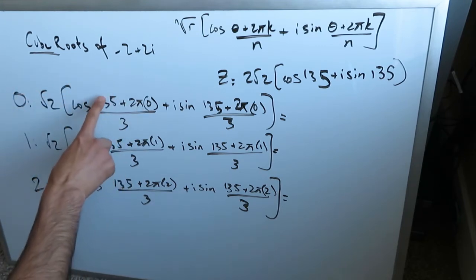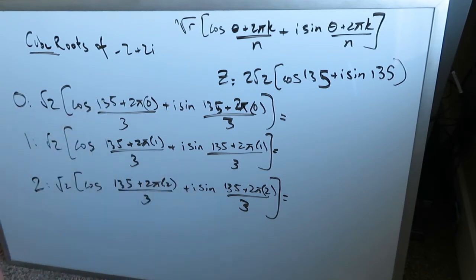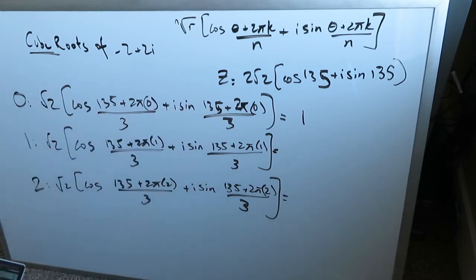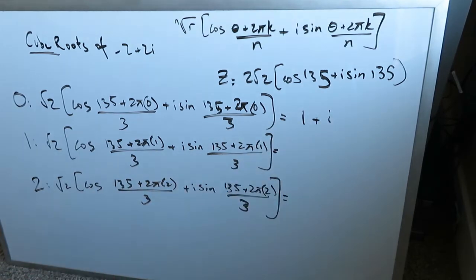Let's look over here. It's 135 divided by 3, because this 2 pi times 0 is meaningless, it's 0. 135 divided by 3, I get 45 degrees. Cosine of 45 times my saved value, I get a value over here of 1. Now let's do the same thing for the sine. 135 divided by 3, sine of 45 is 1 over root 2. 1 over root 2 times this, you'll get a plus 1i, or you can just say a plus i. Now I know I said decimal answers, but 1 is still a decimal answer, it's just 1.0.